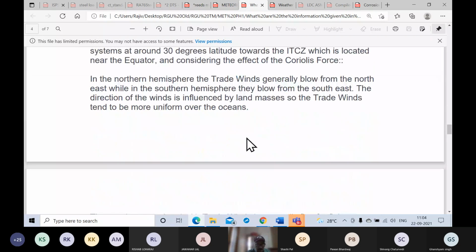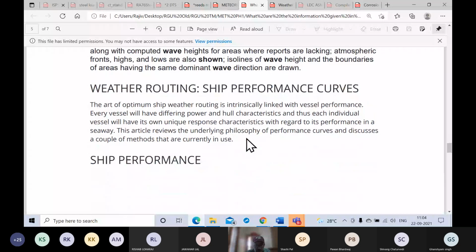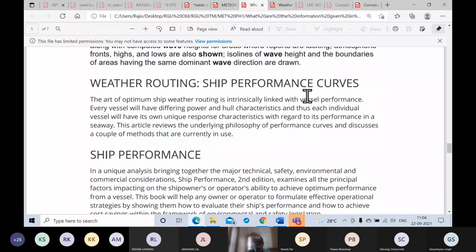Regarding the weather routing, please remember weather routing and ship performance curves are interlinked. This is an in thing, it is happening nowadays extensively. By doing weather routing, the ship owner is ascertaining whether he is improving the performance curve for the vessel. But it will depend on the characteristics of the vessel, power, hull characteristics, etc. Somehow the weather routing can help to monitor what is called performance curves.